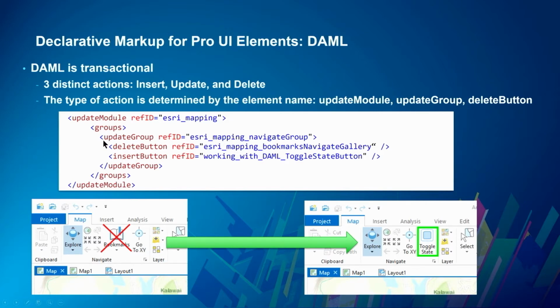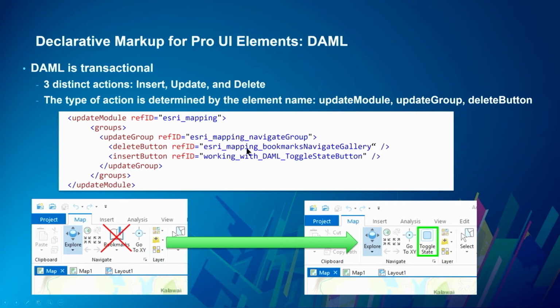Specifically, in this DAML snippet up here, I want to make an update to a group. In this case, the Esri mapping navigate group, the same group you see down here. I want to make a change to it, and the change is that I want to delete a button. In this case, I reference the button with its ID.